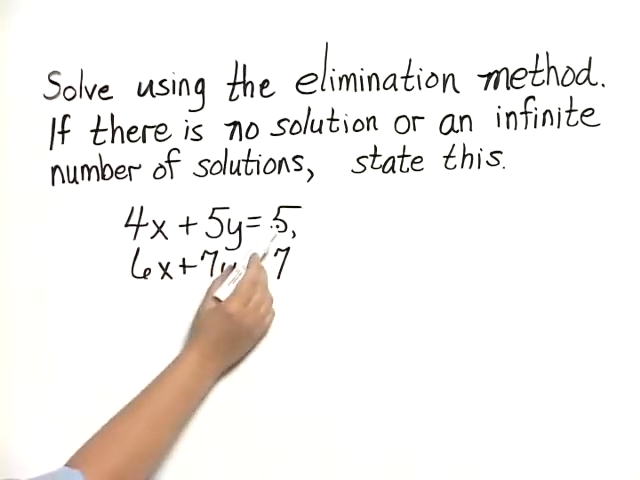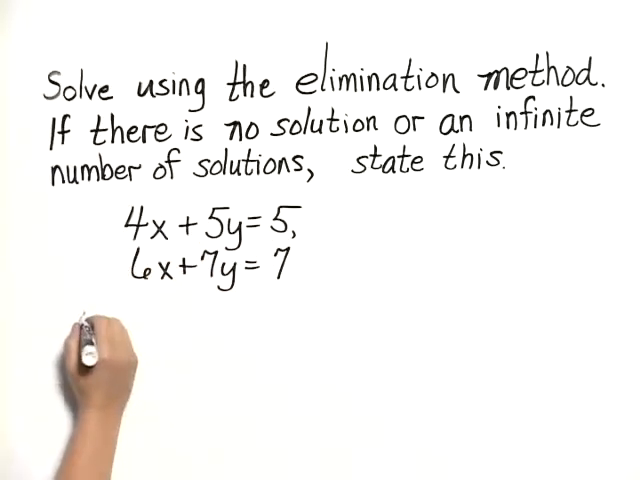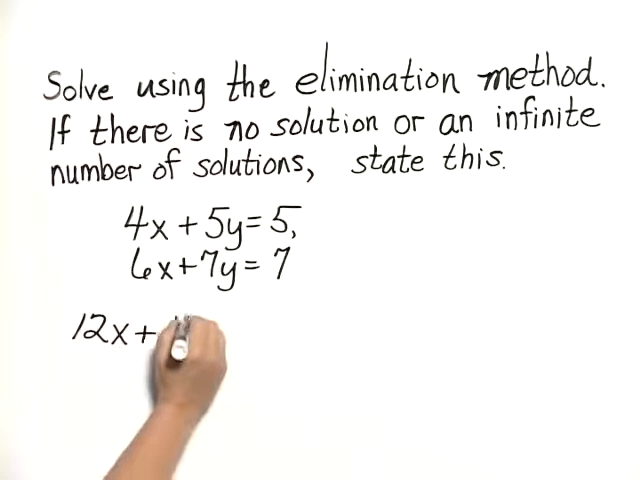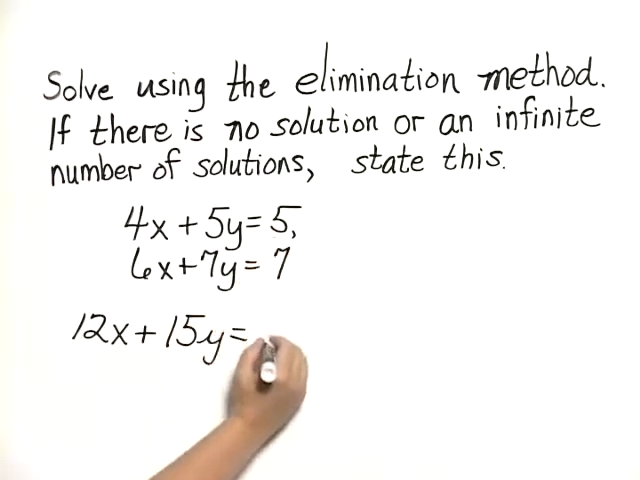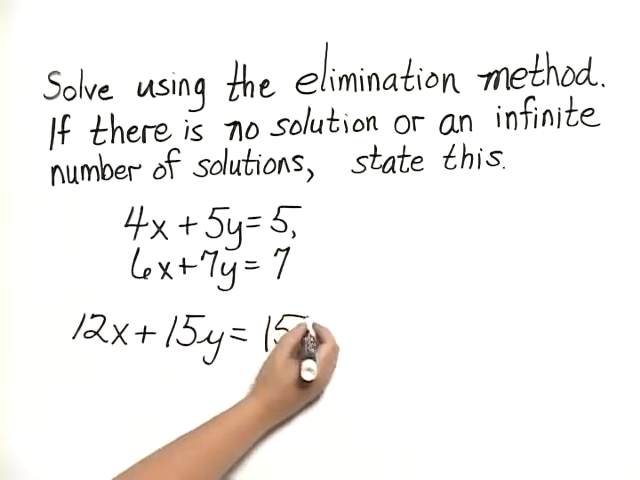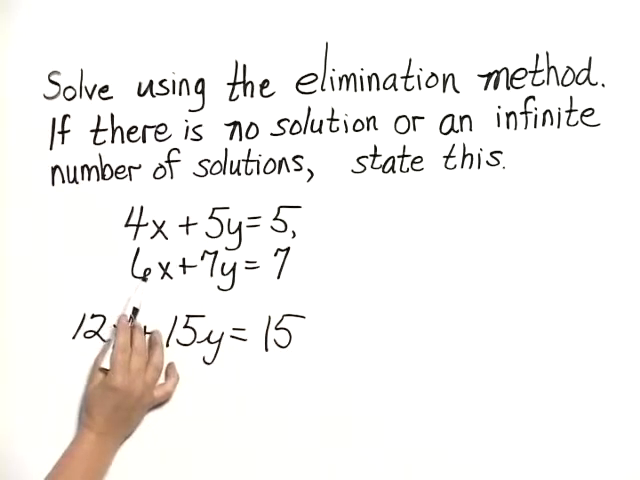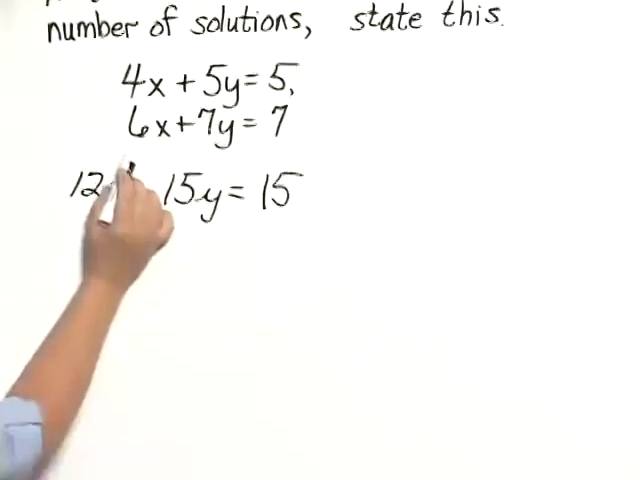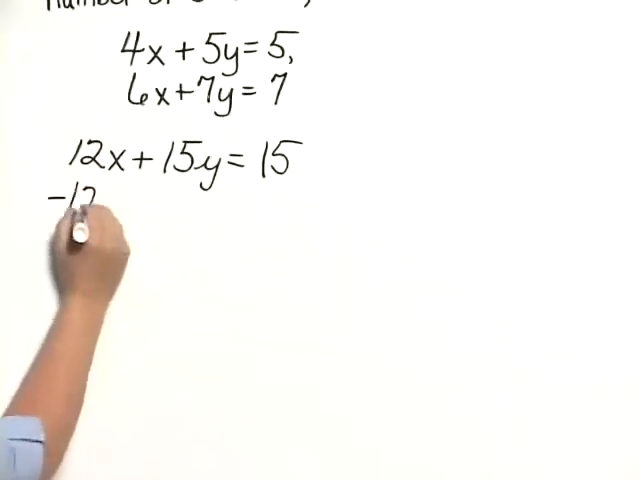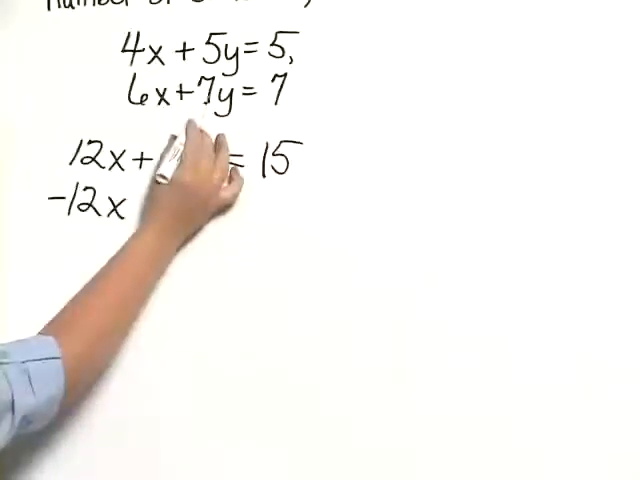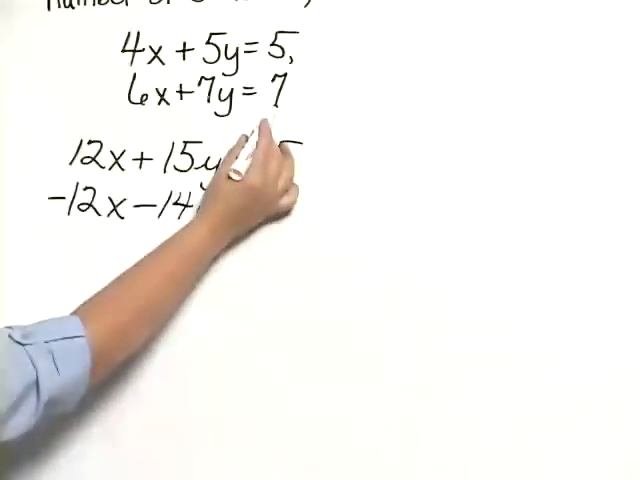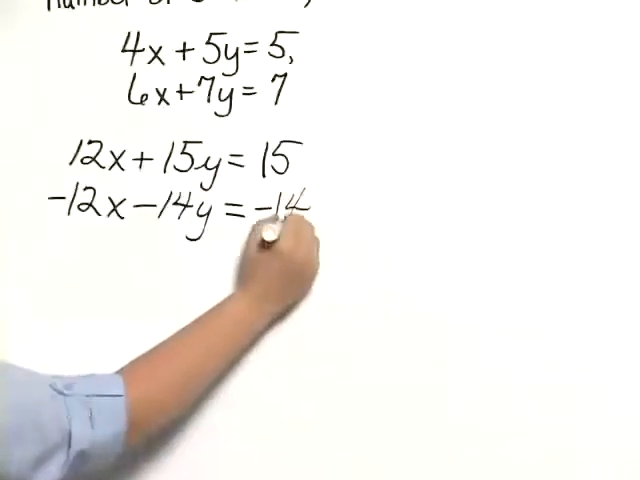I multiply each of these by 3, I get 4 times 3, which is 12x, plus 5 times 3, which is 15y, equals 5 times 3, which is 15. Now I need a negative 12x here, so I multiply this by negative 2 to get a negative 12x, which means I multiply each term by negative 2. Negative 2 times 6 is negative 12, gives me a negative 12x. Negative 2 times 7 gives me a negative 14y, equals negative 2 times 7 gives me a negative 14.